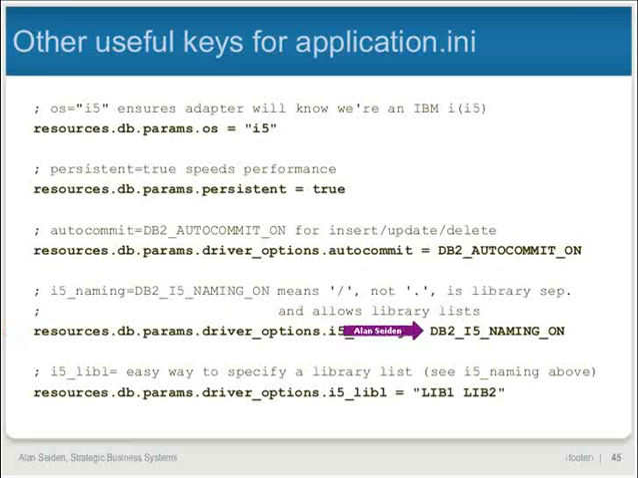But I'll show you in a minute that normally, with the current code base, that won't work, but I have a fix for it. Then you can also set up your library list. This is one way to do it. You could do it through a user profile, job description, or other ways, but this is one nice way to do it, is to specify them on the line like this, i5_libl.